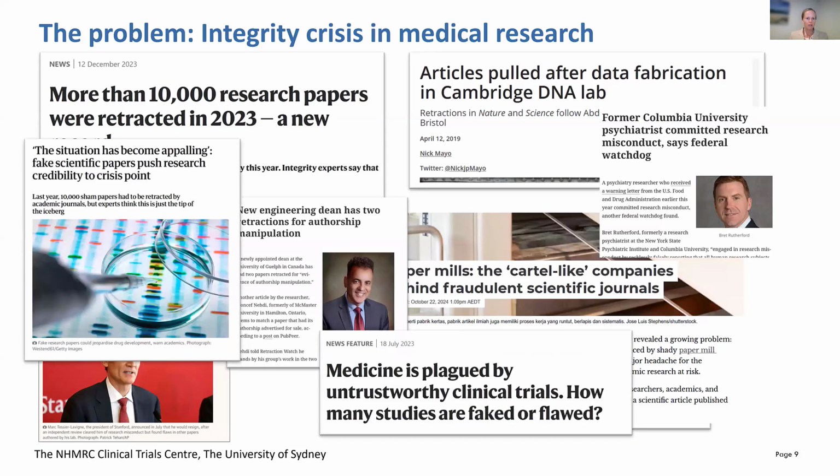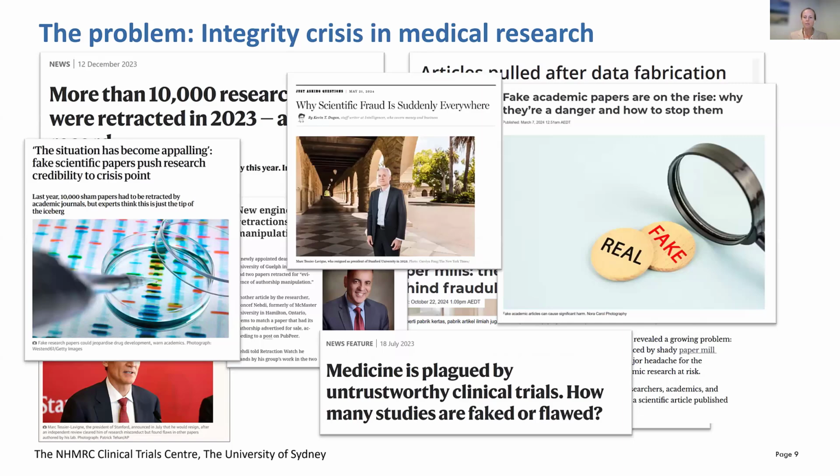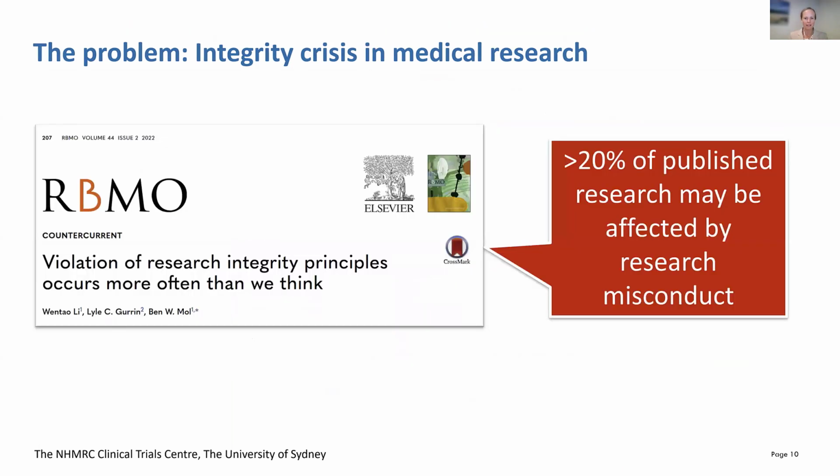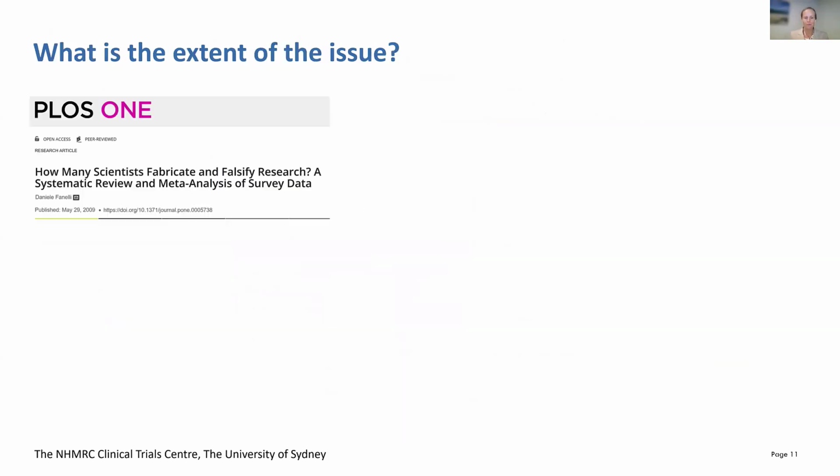And estimates vary, but experts estimate that about 20% of research may be affected by research misconduct. So it's really quite alarming to stop and think, wow, this is 1 in 5 studies that we're reading that could be affected by research misconduct.